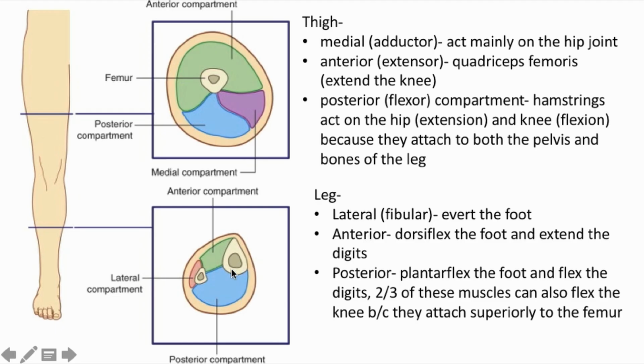Then when we get down into the leg, between the tibia and fibula, we have the lateral or fibular section, which everts the foot or brings the foot outward. Then we have the anterior compartment, which helps dorsiflex the foot, bring the toes upward, and extend the digits. And then posteriorly, we have all of that, and it makes sense because it takes a lot more force to push up the entire body than to just dorsiflex the foot. So we have a lot more muscles involved in plantar flexing than we do in dorsiflexing. And those are housed in the posterior compartment.